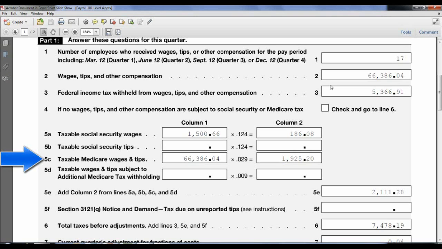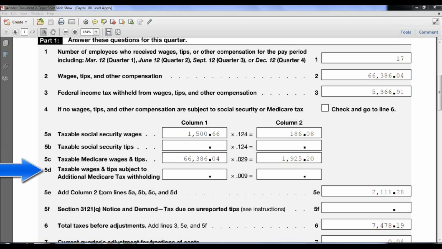For our fictional entity, all employees are subject to Medicare, so column 1 equals line 2 of $66,386.04. Now column 2, this is where we multiply the taxable Medicare wages times 0.029. That's the employee share, 0.0145, and the employer's share, 0.0145, of Medicare tax. And our total comes up to $1,925.20.